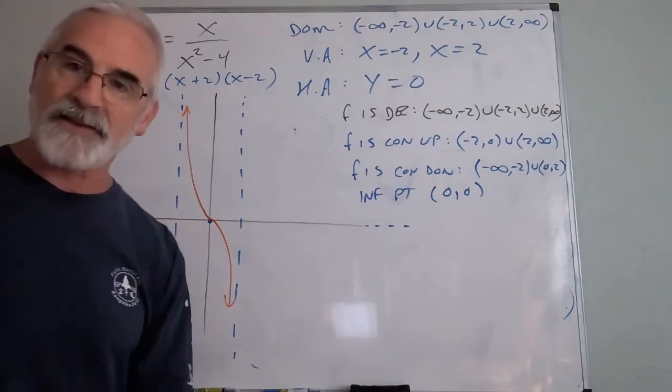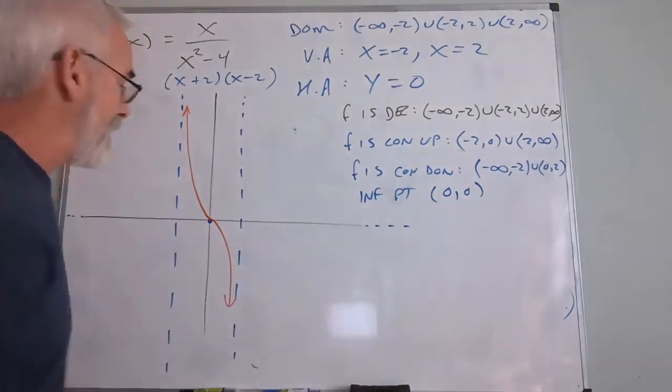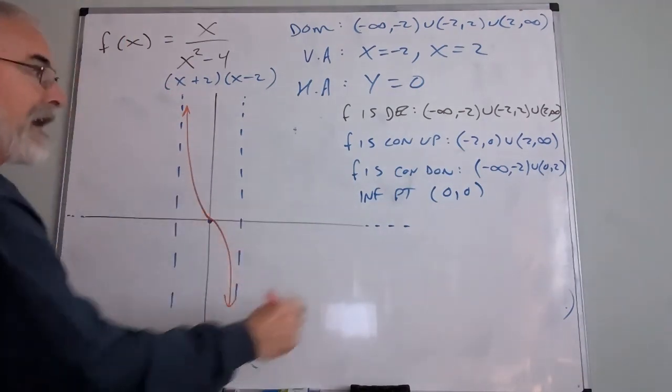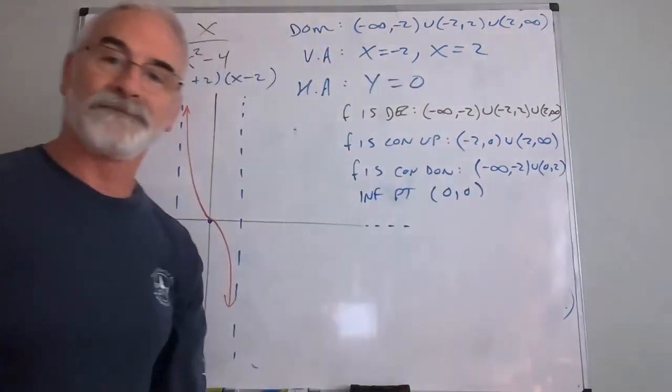Okay, so I've just mastered that. That's exactly what it looks like. Decreasing and concave up, decreasing and concave down. We have that right here.